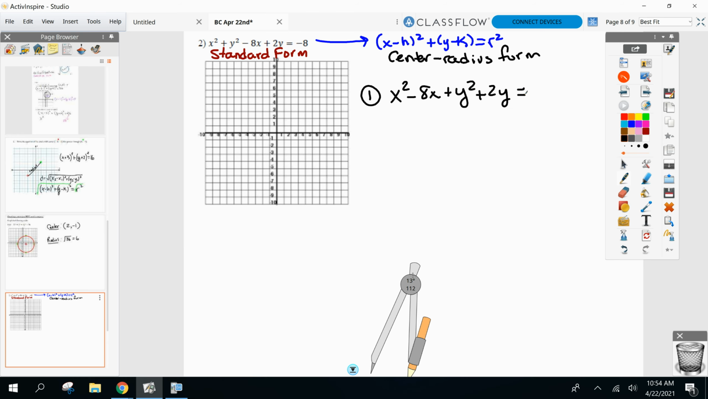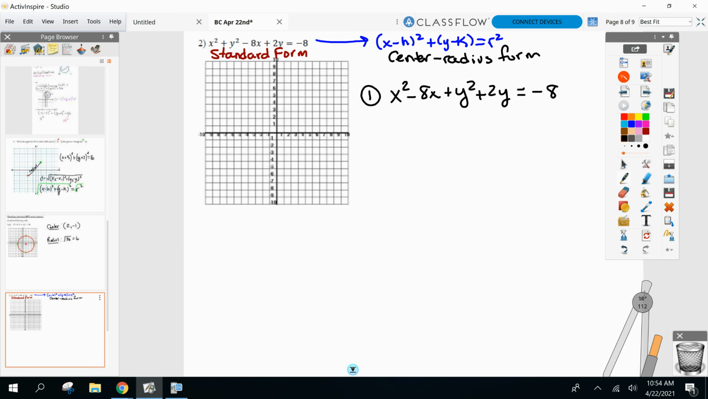In this problem, this is already done, but if the single number is not over on the other side, it needs to be moved there. Called the constant, the one without a variable, it needs to be moved to the other side if it's not there already. All right, we're good. That was an easy first step, right? Now we start completing the square.